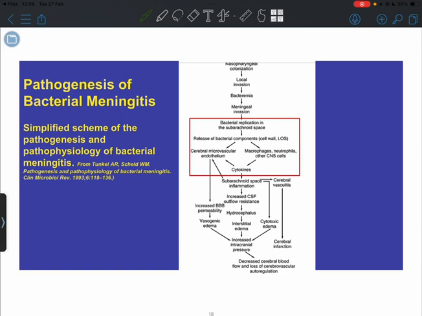Okay? So here you can see the story, how it all starts. Starts with what? Nasopharyngeal colonization. Is that the only route, doctor? No, it's not the only route. One of the routes. But nasopharyngeal colonization is the story. And here in the red box, where the fight happens between the invaders and your immune system.